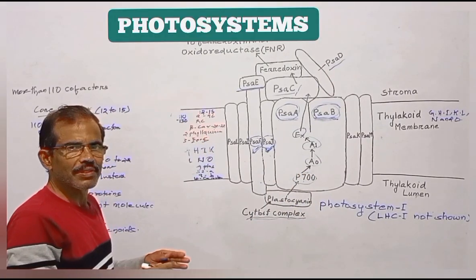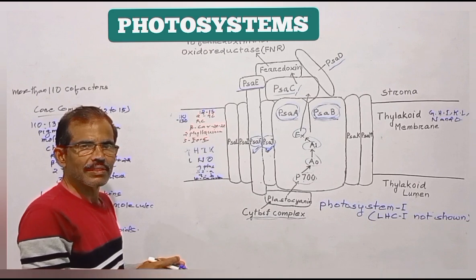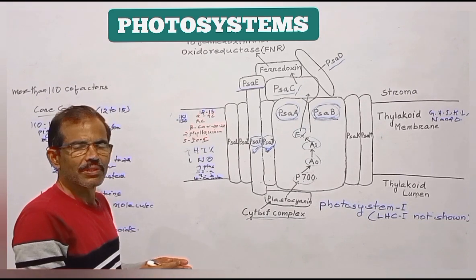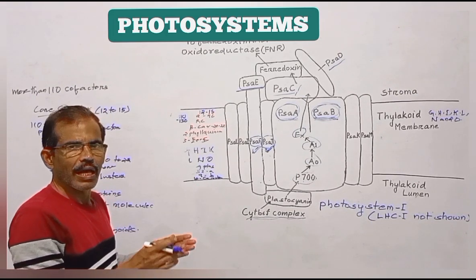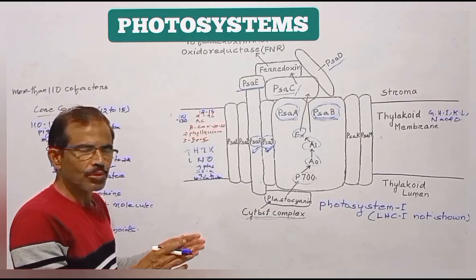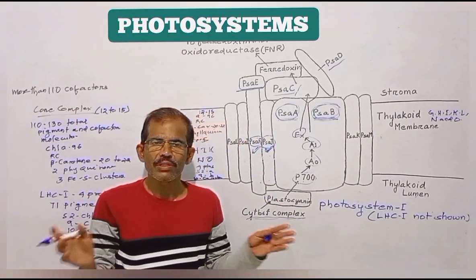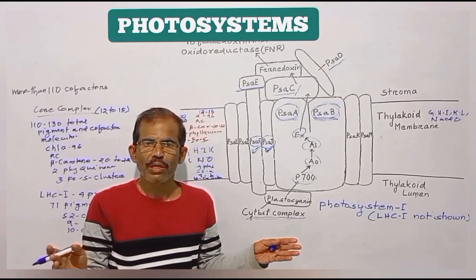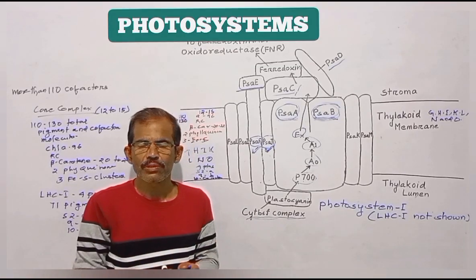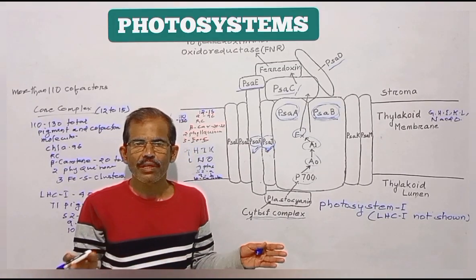Remaining proteins such as PsaG, H, I, L, N, and O are also associated with the core complex. All these proteins make the structure more stable and remain attached to the light harvesting complex.